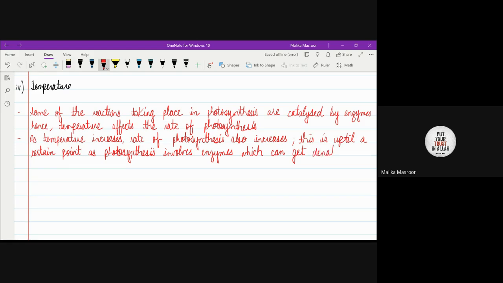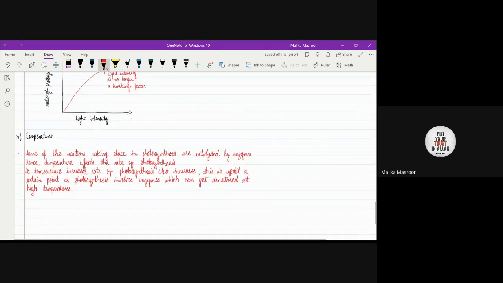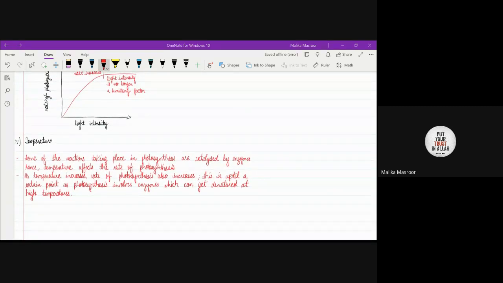Again, the same phenomena will be followed. Kinetic energy increases, that's why the rate of reaction increases. Molecules collide faster, more enzyme substrate complexes are formed. But this is only up to a certain point, because after that your enzymes get denatured at high temperature. Alright, is this clear? Any questions, anyone?